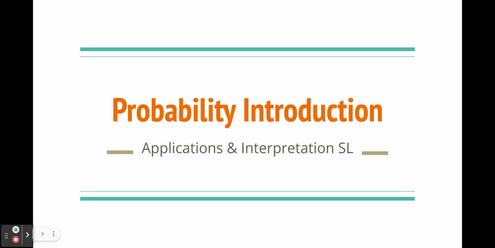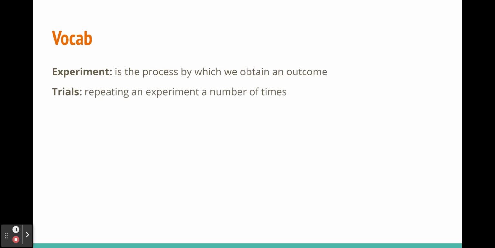In this video, we're going to talk about the start of probability. So first up, before we talk about probability, let's focus on some vocabulary that the IB uses. An experiment is going to be a process by which we obtain an outcome. Trials are going to be repeated experiments. The outcome is going to be the result of that experiment itself.